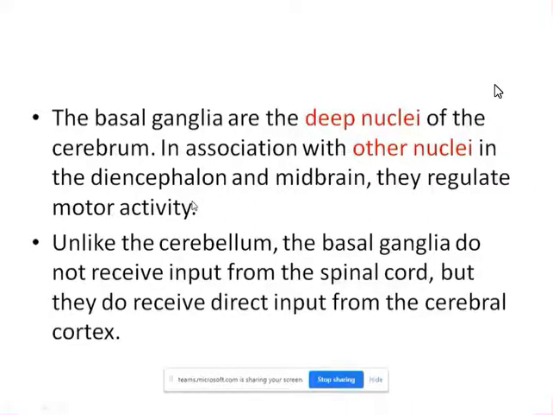Am I clear? This is the most important concept for the neocerebellum and basal ganglia: they are involved in the planning and programming. Am I clear?